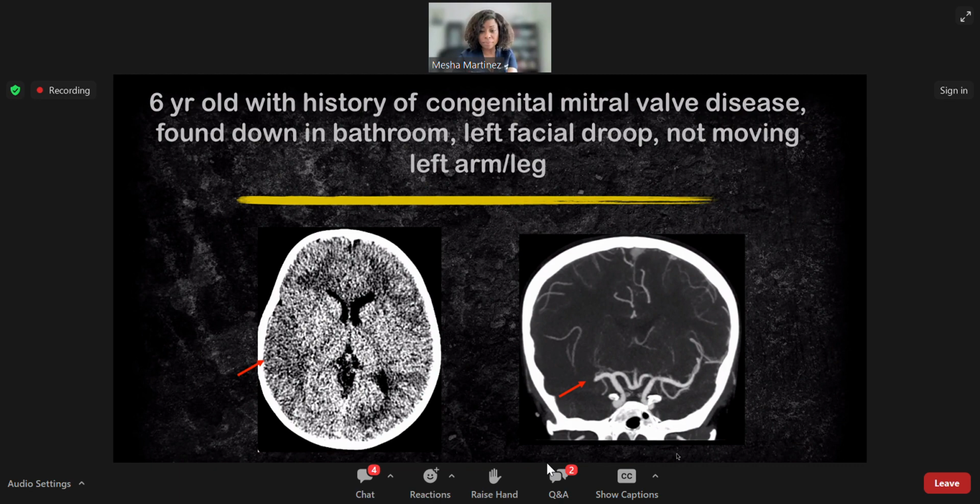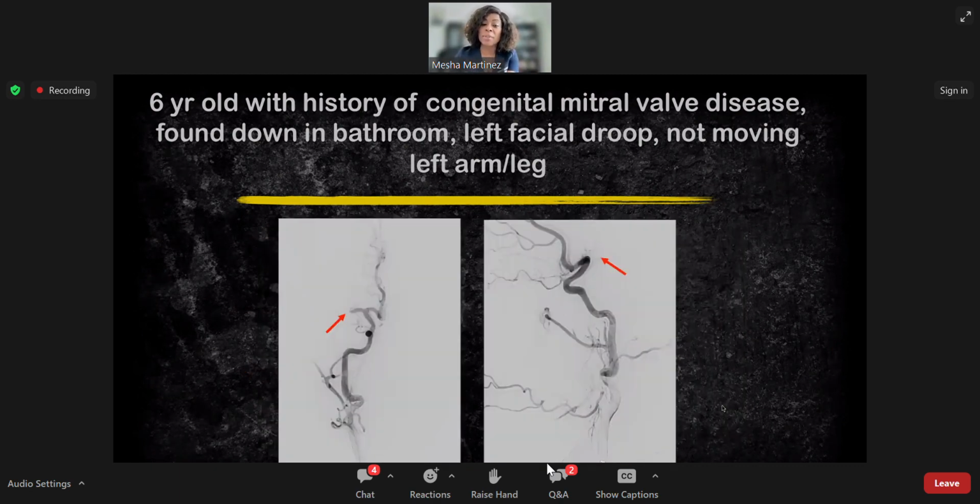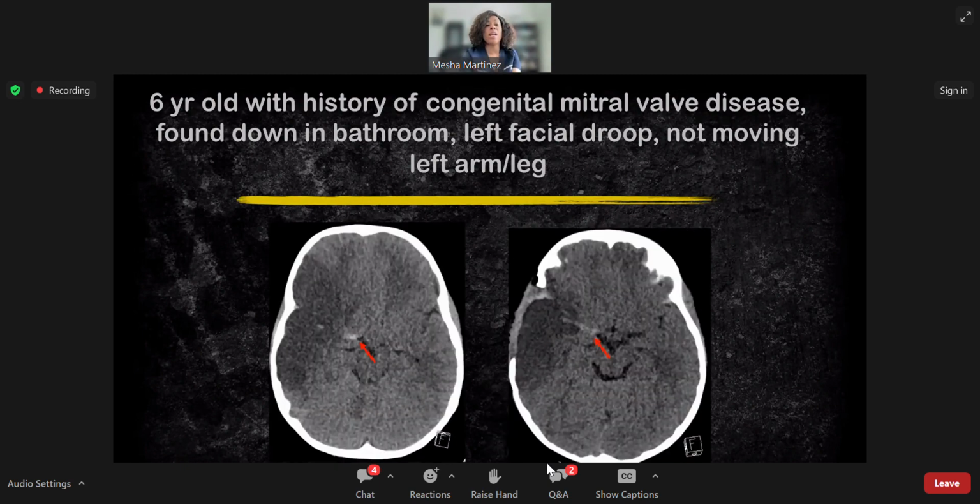And on CTA, we have an abrupt occlusion of the proximal M1 segment of the right MCA. And so we took this patient to the angio suite, and we tried and we tried and we tried again, okay, 3 times, because we can't do a lot. And pediatric vessels, they're a little bit more fragile than adult vessels, and we could not get the clot out.